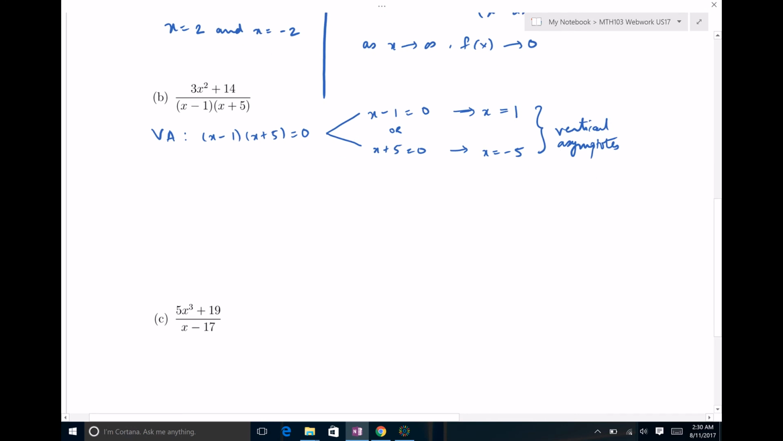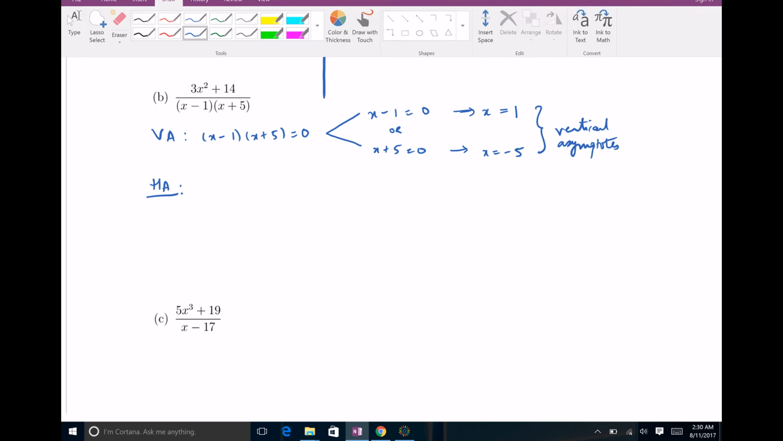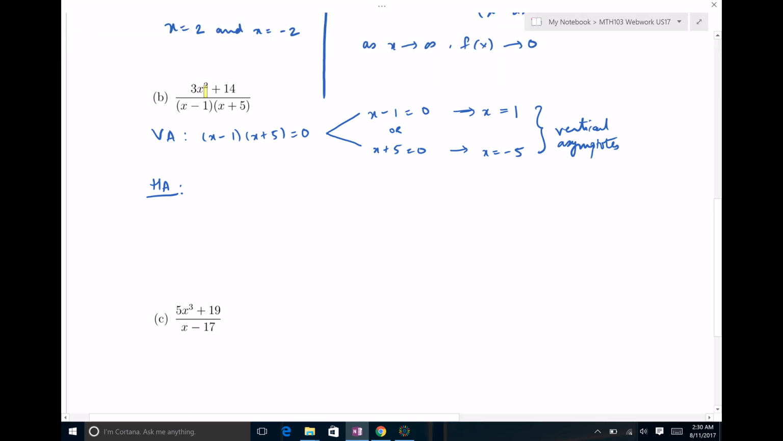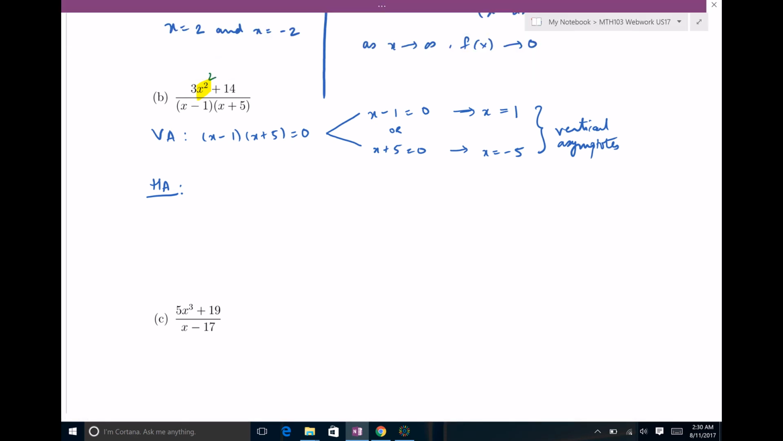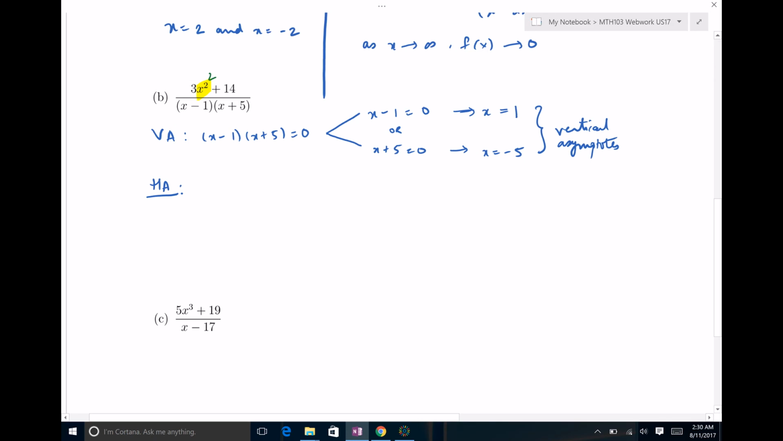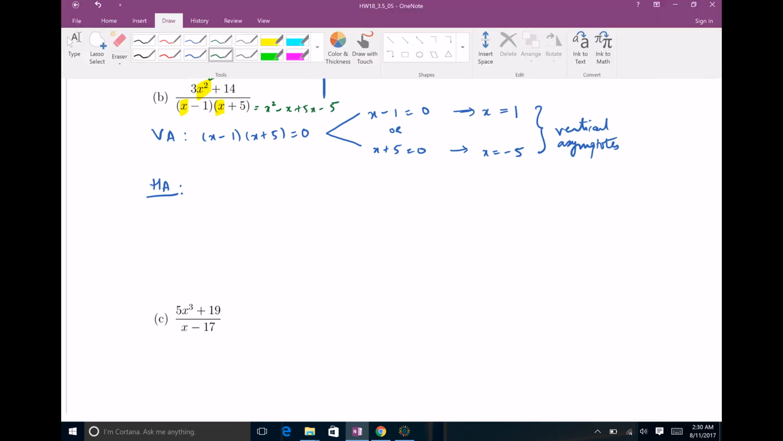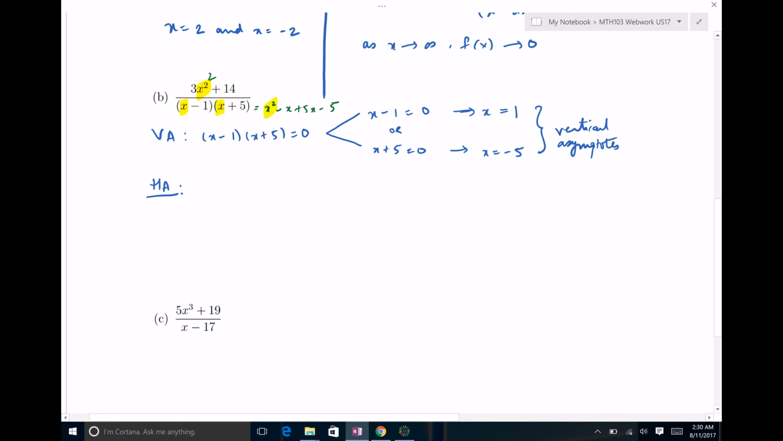As for the horizontal asymptotes, we want to look at the degree of the numerator versus the degree of the denominator. Now this is a little tricky. If you look at the numerator, x squared, the degree of the numerator is 2. For the denominator, you'll see that there's an x term here and there's an x term here. So if I multiply this out, you would get x squared minus x plus 5x minus 5. So in this case also, the degree of the denominator is 2.